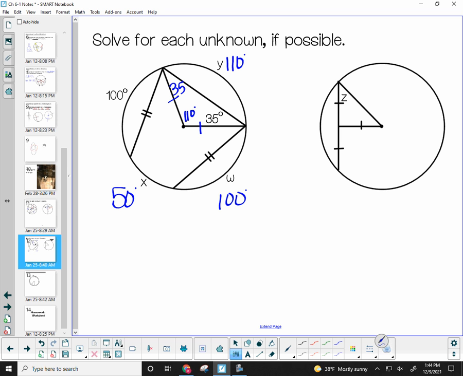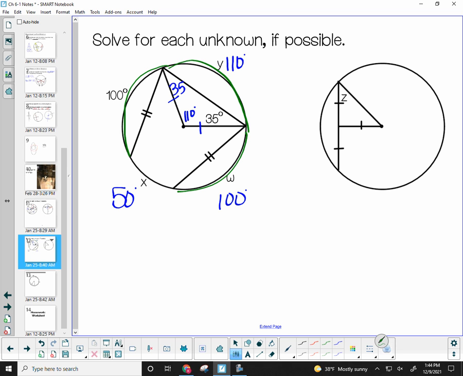All right, next one. How do you figure that? Which one, the 50? Okay, so if I add up all my arcs, I have 360 degrees. So I knew this was 100, I knew this is 110, this is 100. So that's 310 total. Take it from 360, you have 50 left.